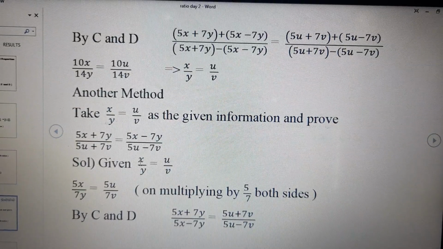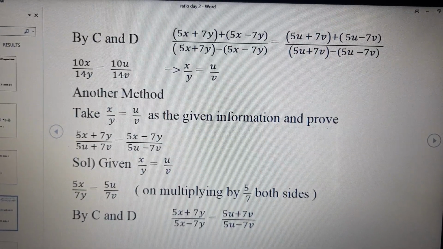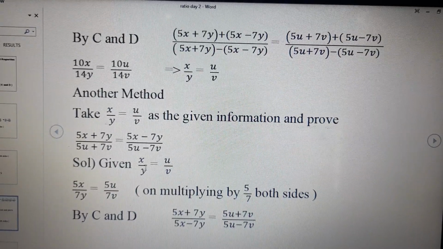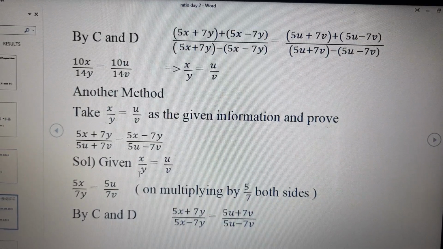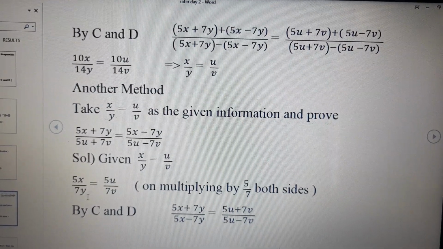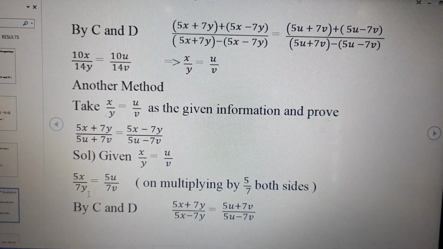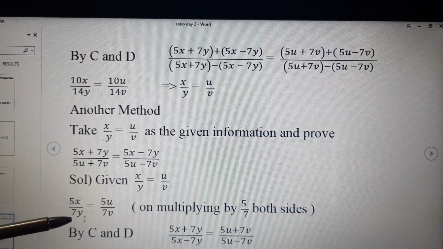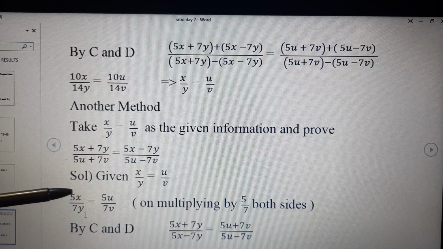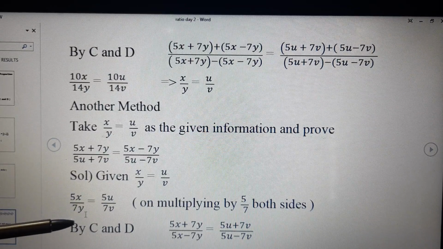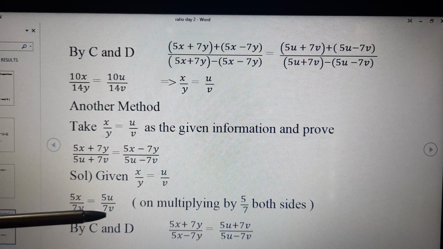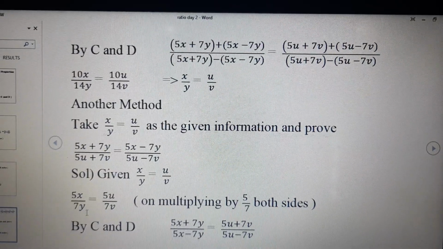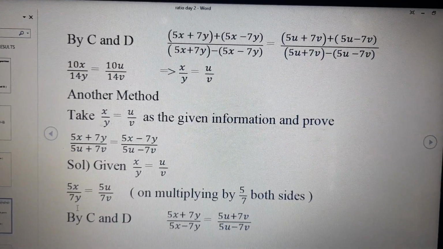So if we take x upon y is equal to u upon v, we can see that in 5x and 7y, 5 is there with x, 7 is there with y. So we'll multiply by 5 upon 7 both the sides. So 5x upon 7y equals 5u upon 7v. Now we'll apply componendo and dividendo. So it becomes numerator plus denominator, 5x plus 7y, divided by 5x minus 7y, numerator minus denominator, is equal to 5u plus 7v, numerator plus denominator, divided by 5u minus 7v, numerator minus denominator.